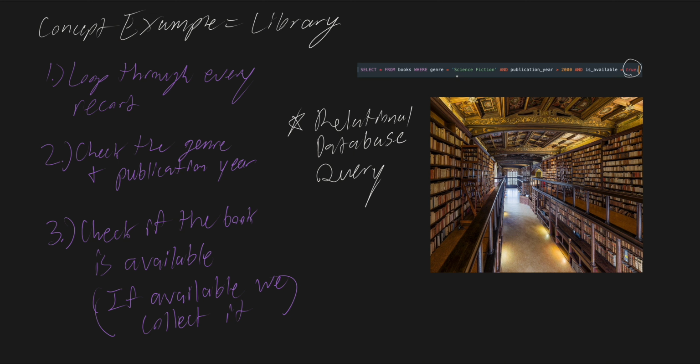So we already have a genre, that's one condition, a publication year, and we're checking to see if it's available. So we have three different components that we're checking to see if it is ultimately available. So let me just erase this to showcase what we have: science fiction, publication year, and is available for true. And if it's true, we collect it.